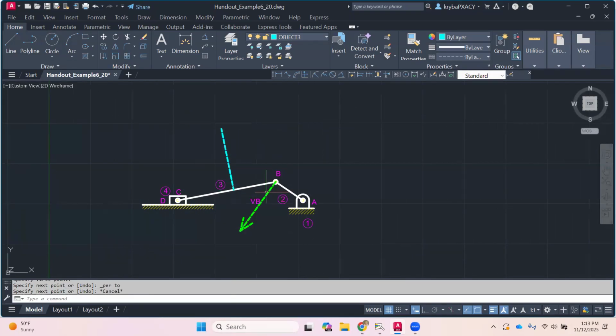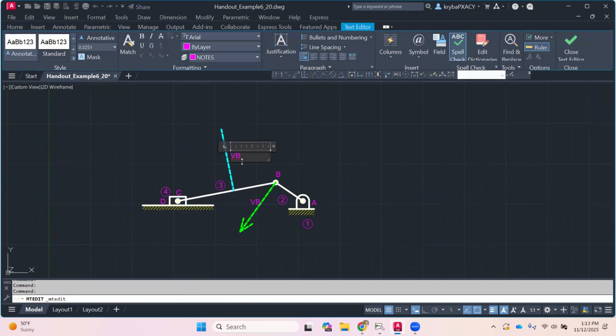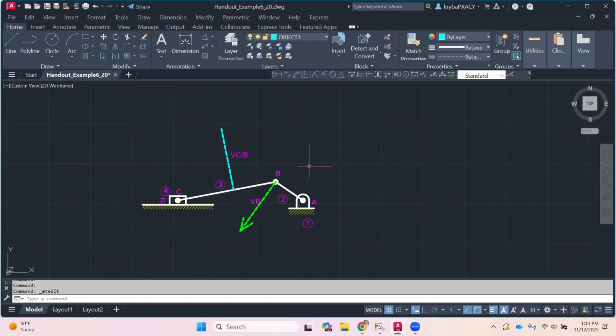random from out here, but perpendicular to link number 3. Okay, I'm not even going to put an arrowhead on it because I don't know if it's going up and to the left or down and to the right. All I know is direction. And then I'm going to label this the velocity of C relative to B. Okay, make sure it's C first over B.